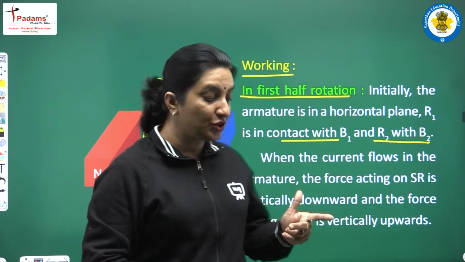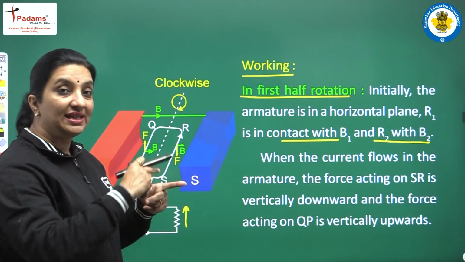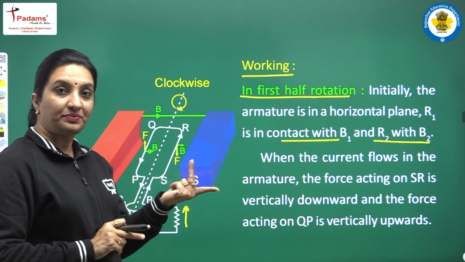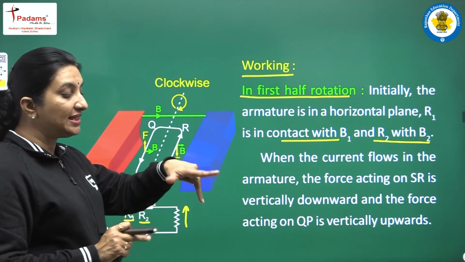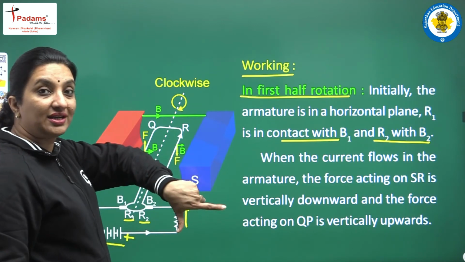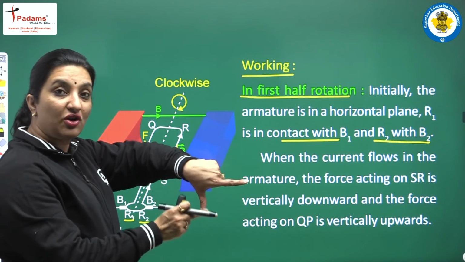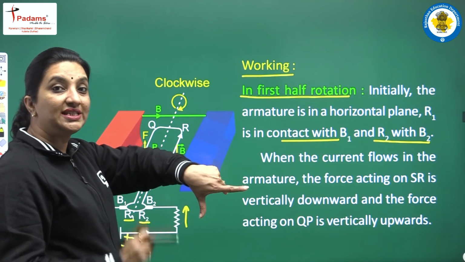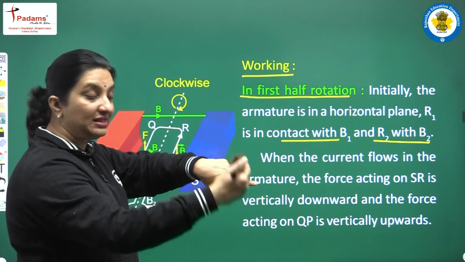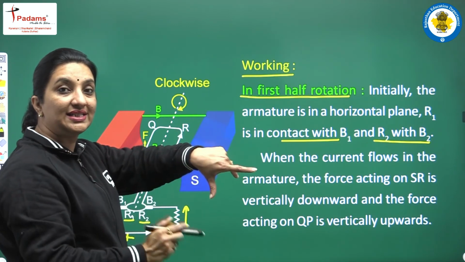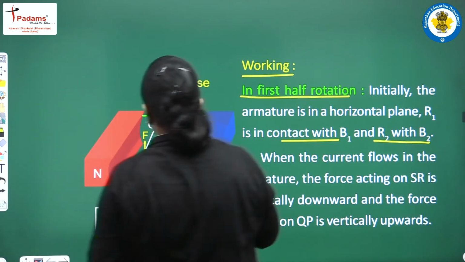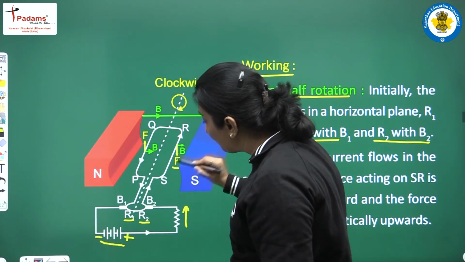Now how did we find this, students? Here this is the direction of magnetic field, this is the direction of current. So the direction of force is downwards. This is for arm SR. You can see the magnetic field, the direction of current, and here this is the direction of force experienced by this arm. So in this arm, the direction of force is going to be downwards.